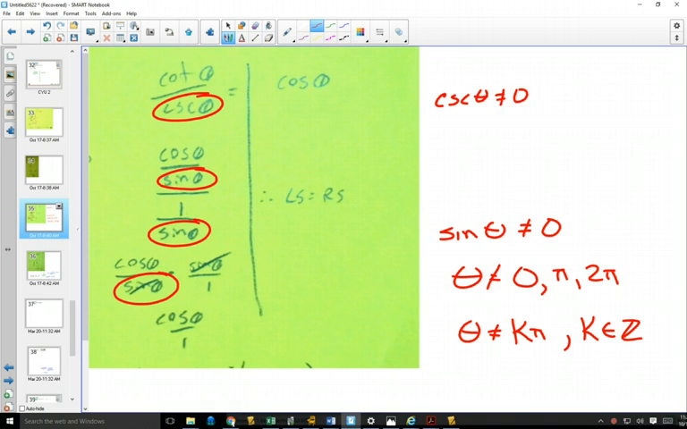0 plus k pi would be fine as well. So this would be all of the ones where sine of theta can't equal 0. Now, if cosecant of theta can't equal 0, because that's a place that you're dividing, well, that's like saying 1 over sine of theta can't equal 0.